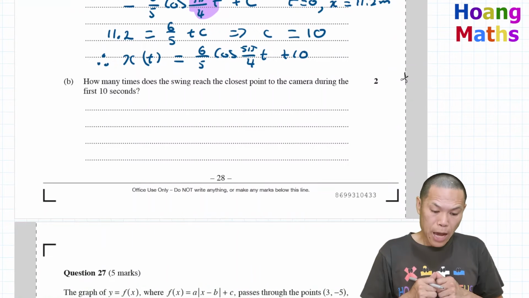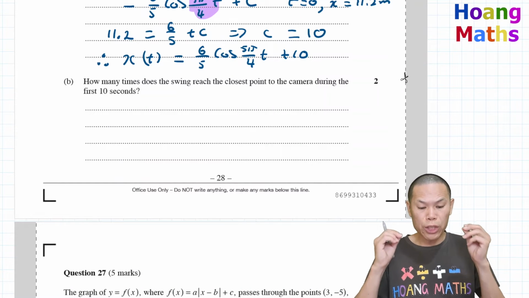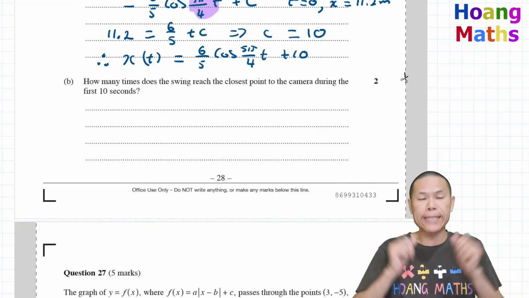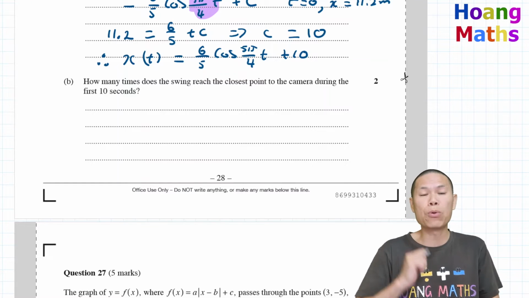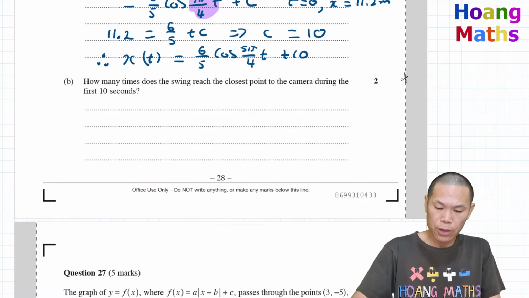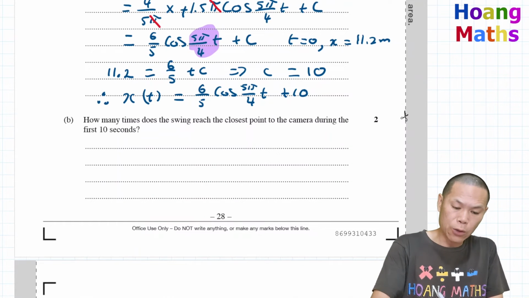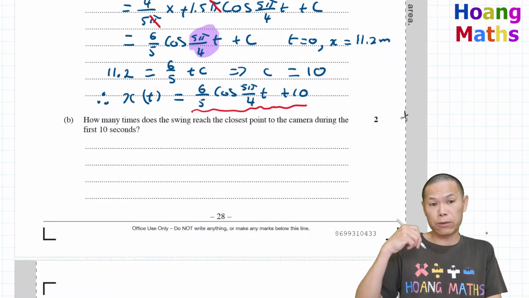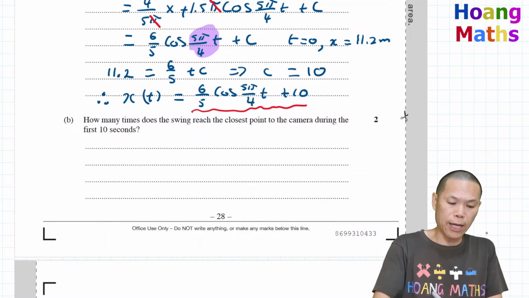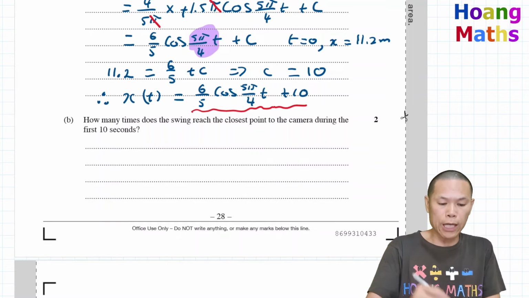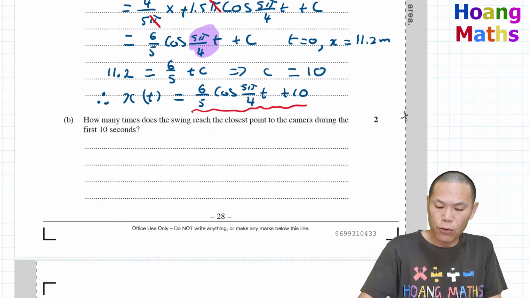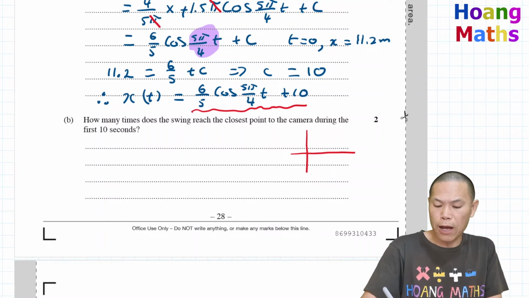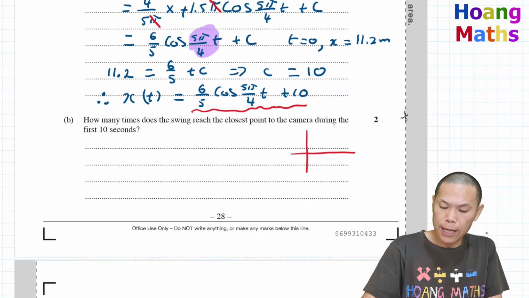Part B. How many times does the swing reach the closest point to the camera during the first 10 seconds? There are multiple ways of doing this. The easiest way is this: we quickly find the amplitude of this graph and then interpret it from there. Let me do a quick sketch first. For the cos graph, it's like this, because the center of the graph is 10. So this is 10 here.